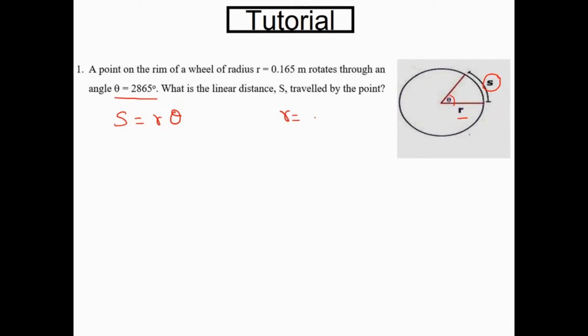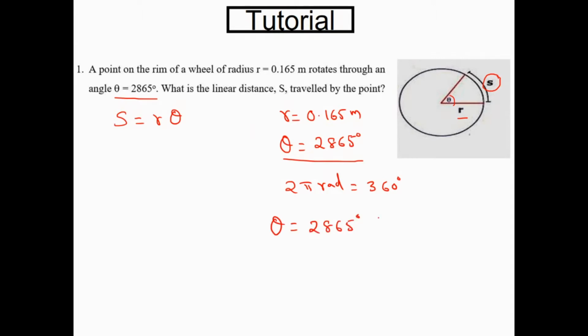In the question, they gave the value of radius, which is equal to 0.165 meter, and the theta is 2865 degree. So now I'm going to convert this degree in terms of radian. For that, we have to use the relation 2 pi radian is equal to 360 degree. So theta value is given as 2865 degree. I have to convert in terms of radian. So 2 pi radian over 360 degree.